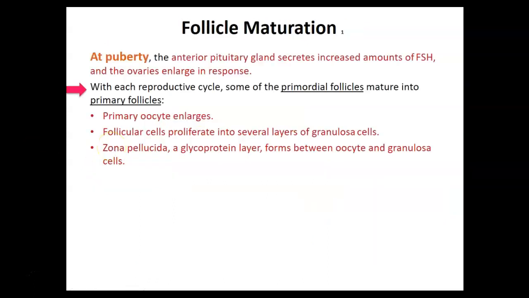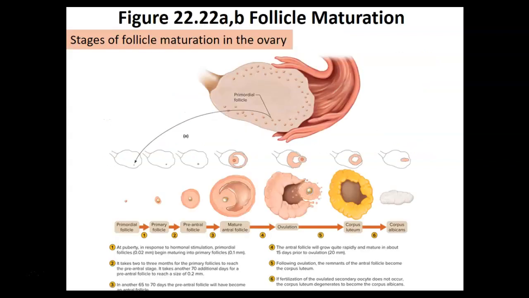All right, so the primary oocyte is going to essentially get bigger. There are also specialized cells called follicular cells, and they're going to proliferate into something called granulosa cells. So there's lots and lots of terms here. The zona pellucida, which is a glycoprotein layer, so it is a carbohydrate-protein mix, is going to form between the oocyte and these granulosa cells. It's going to be a really important layer for the egg to have. And I know that seems like a lot right now, but we're going to go through all of it in detail. So let's talk about follicle maturation in the ovary.